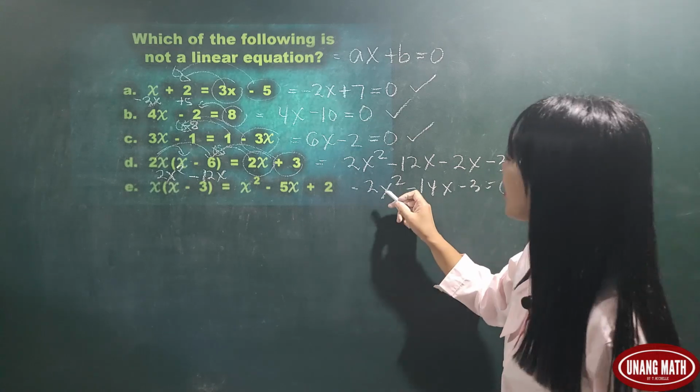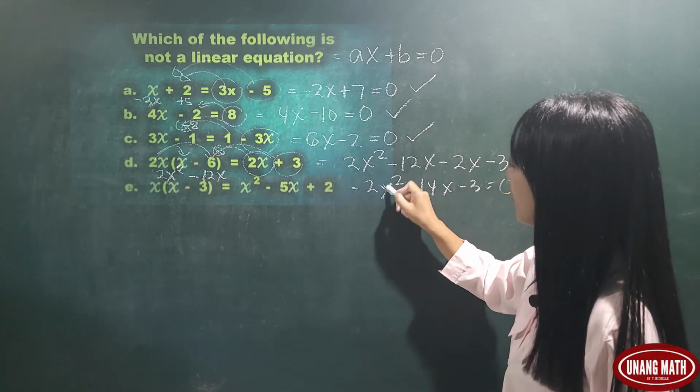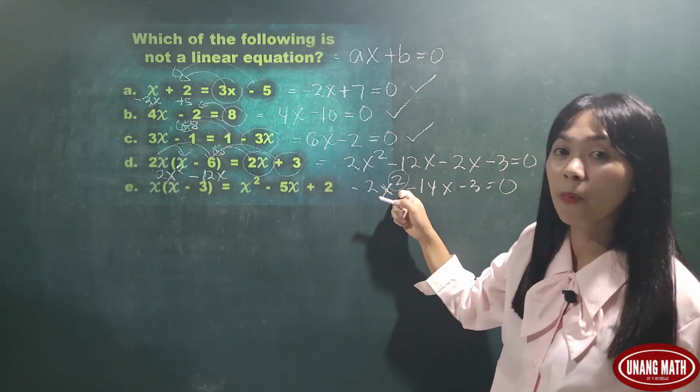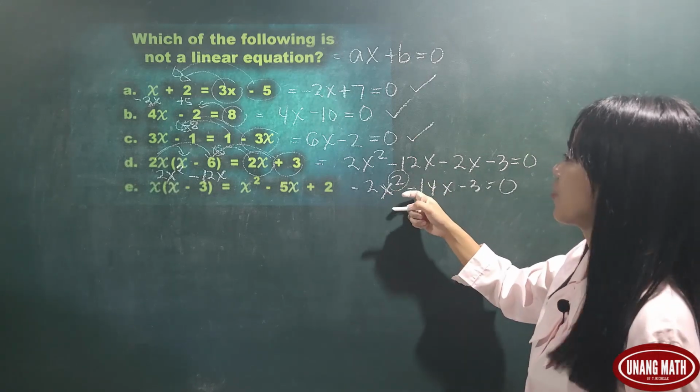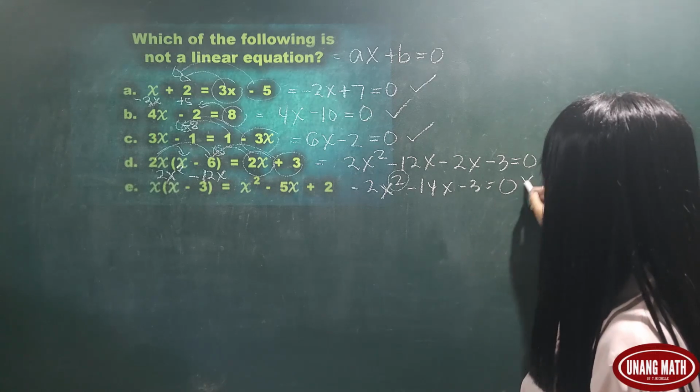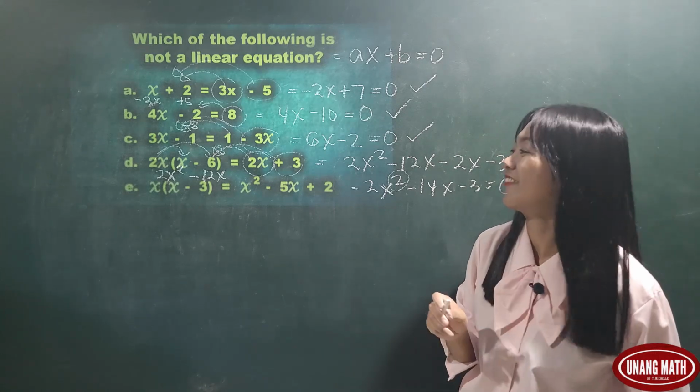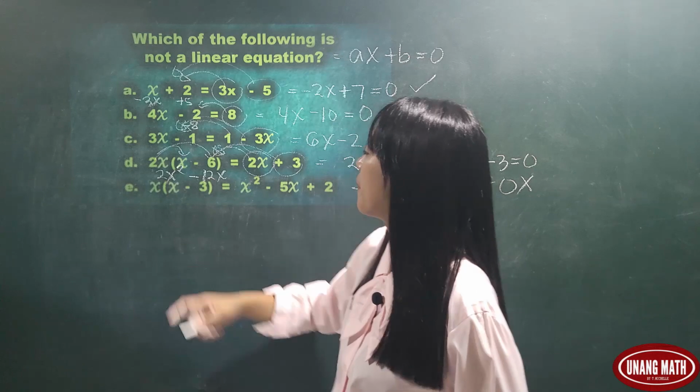Okay, we can see here a variable that is raised to the power of 2. This is not a linear equation. So letter D is not a linear equation. Okay, what about letter E?